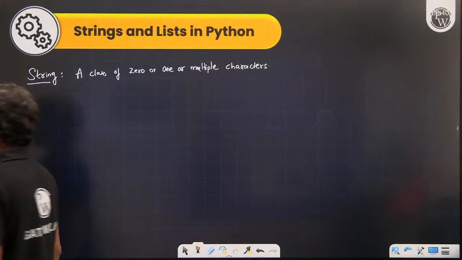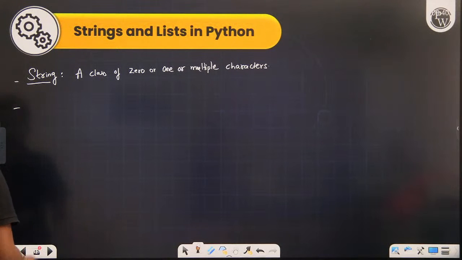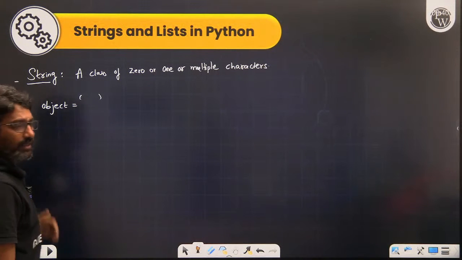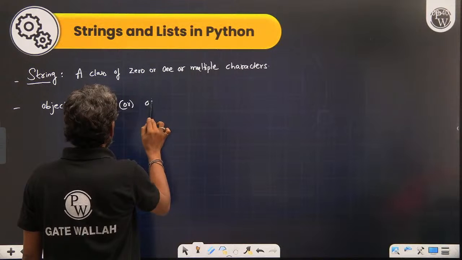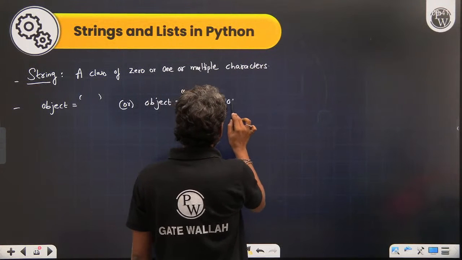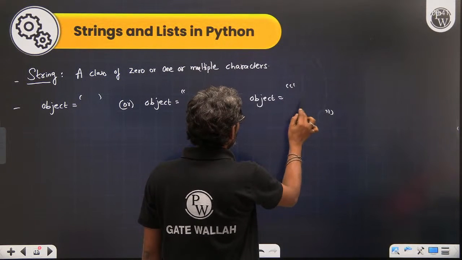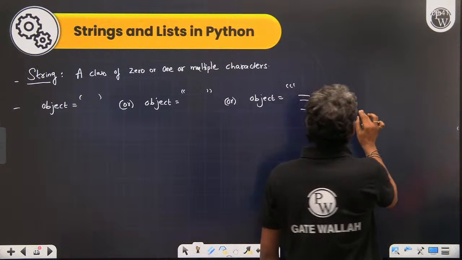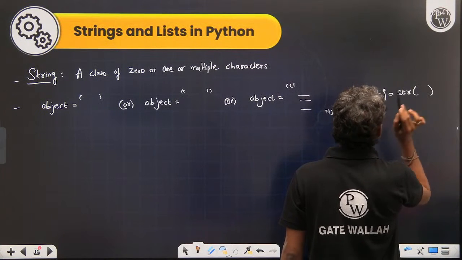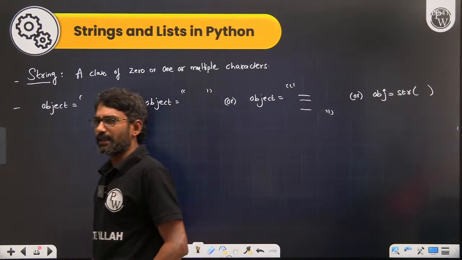How you can create the string? You can write object is equal to single quote or object is equal to double quote or object is equal to triple quote when you have multiple lines, or with the constructor str you can create. So in either of these you can follow to create the string.